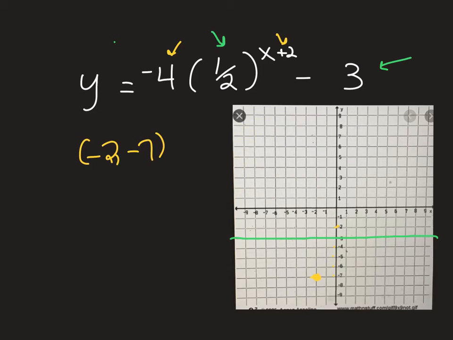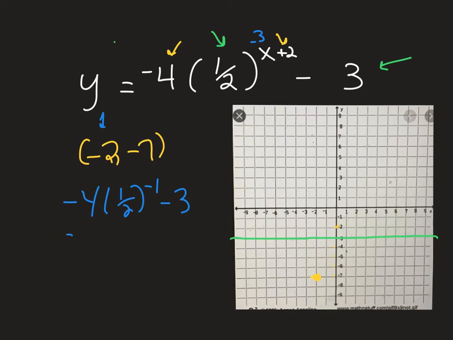Second point, now here's the difference. If they give you a fraction for a base, in your parentheses there, instead of going 1 to the right, let's go 1 to the left. And what's going to happen when we do that, that puts me at negative 3 because I was at negative 2. And that gives me negative 4 times 1/2 to the negative 1 power minus 3.